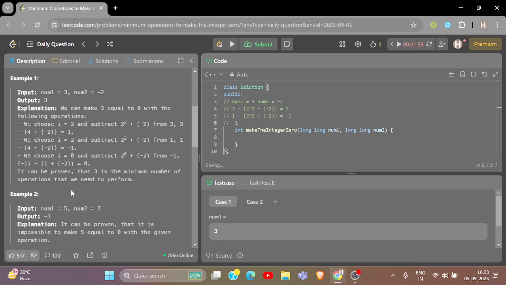Now they are saying to choose i equals to 0. So if I now choose i equals to 0, then what will happen? It will be 2 to the power 0 plus minus 2, so it will be like 1 plus minus 2, that is minus 1. So minus 1 minus minus 1 will be 0. And so in three steps, we reach 0. And they are saying that it can be proven that 3 is the minimum number of operations that we need to perform so that num1 becomes 0. Cool. So that was a dry run of a test case.